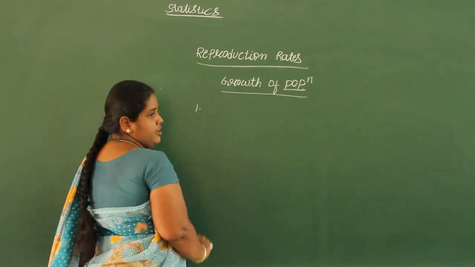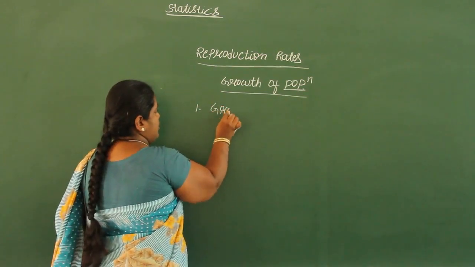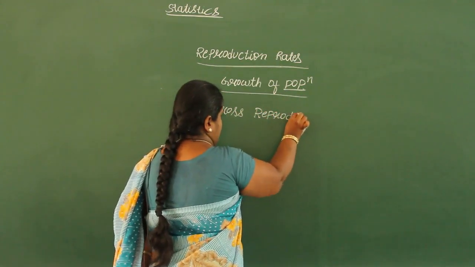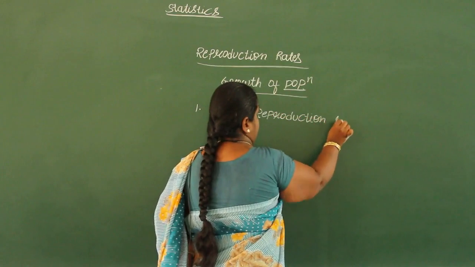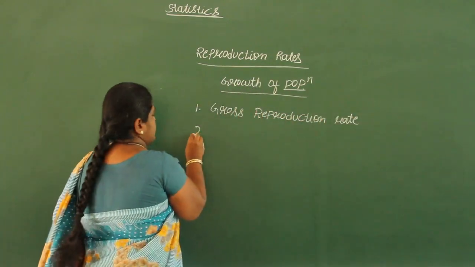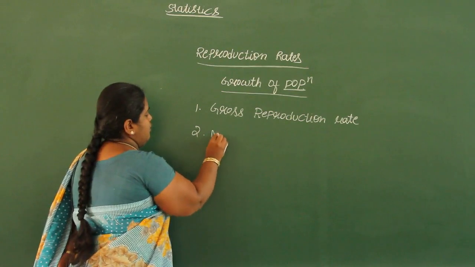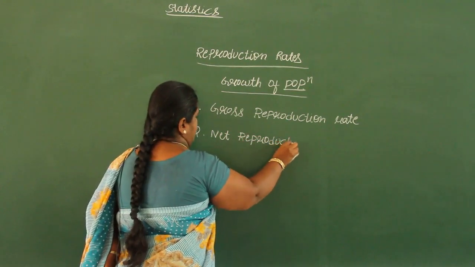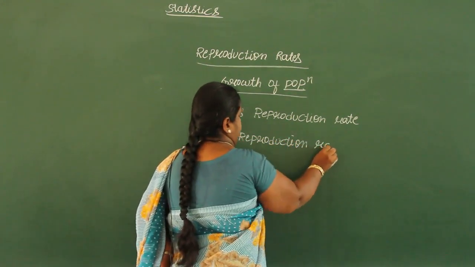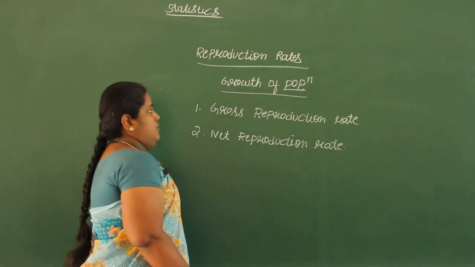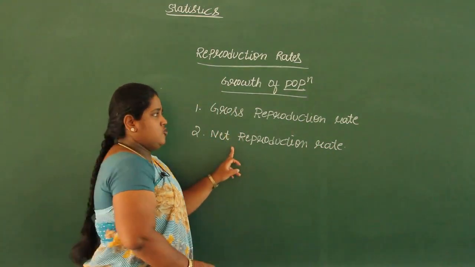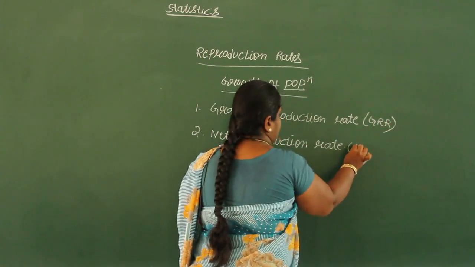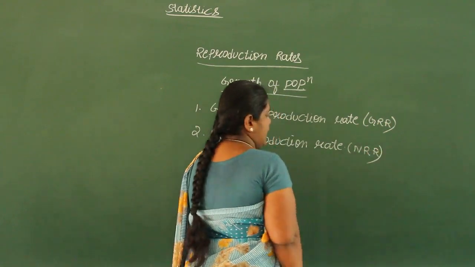In the reproduction rate, we have 2 reproduction rates: gross reproduction rate and the second one, net reproduction rate. So gross reproduction rate is GRR and the net reproduction rate is NRR.